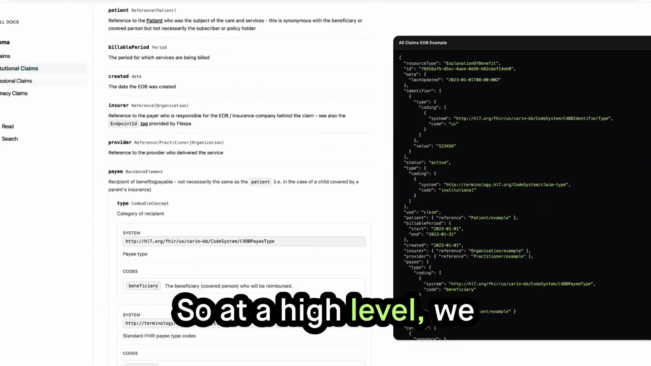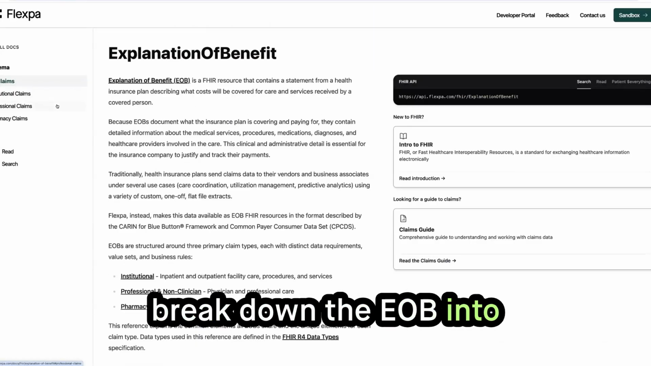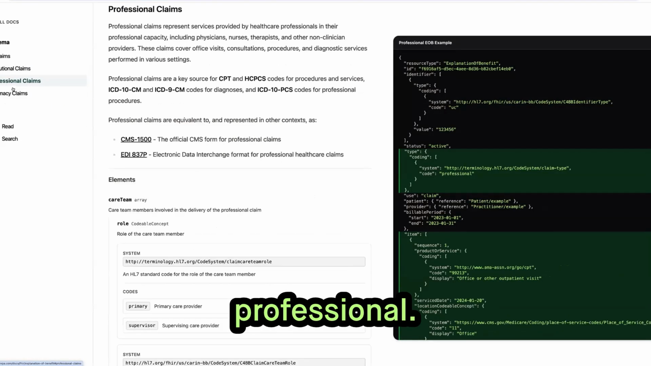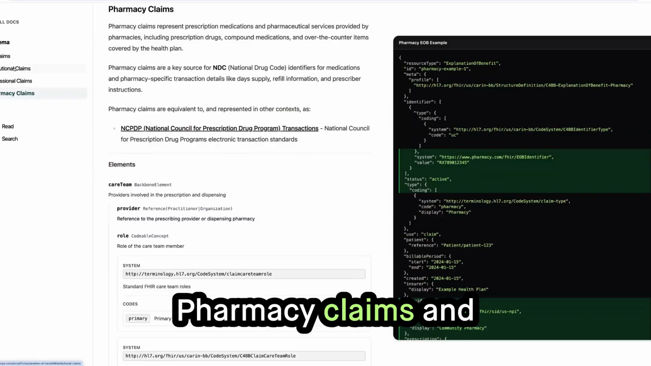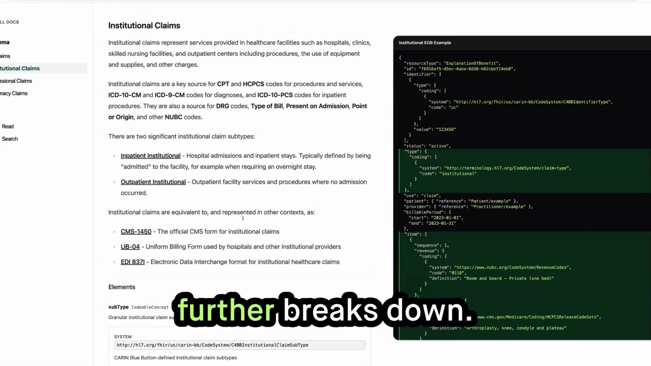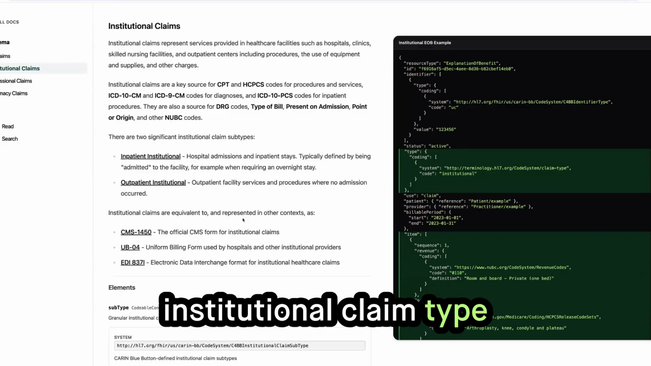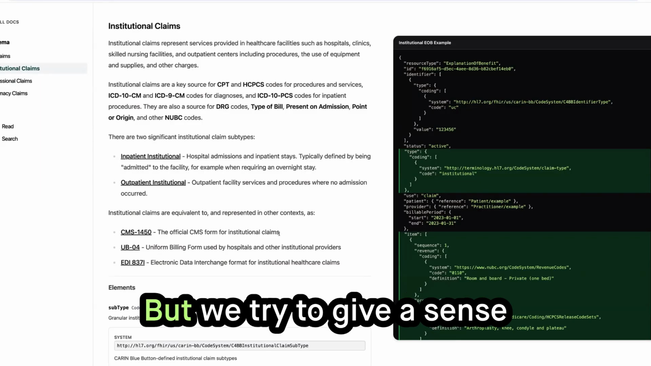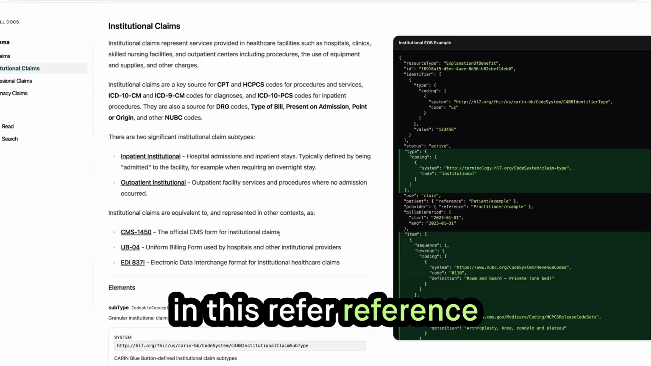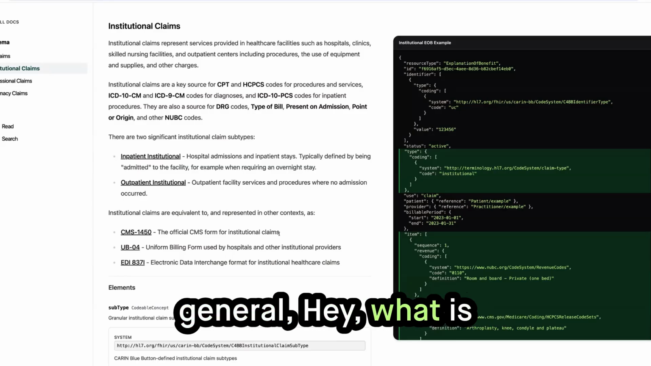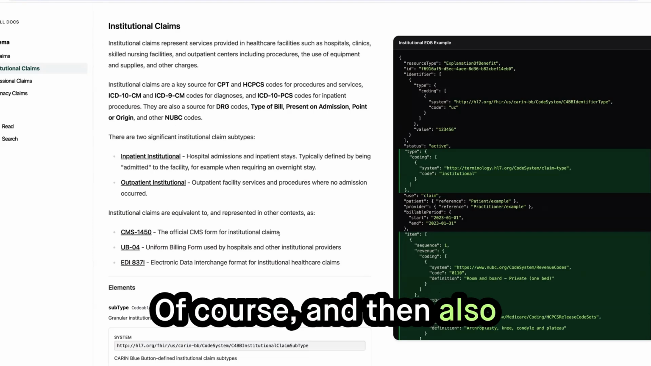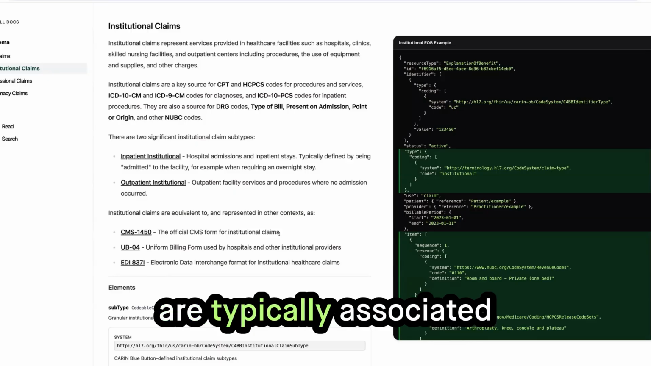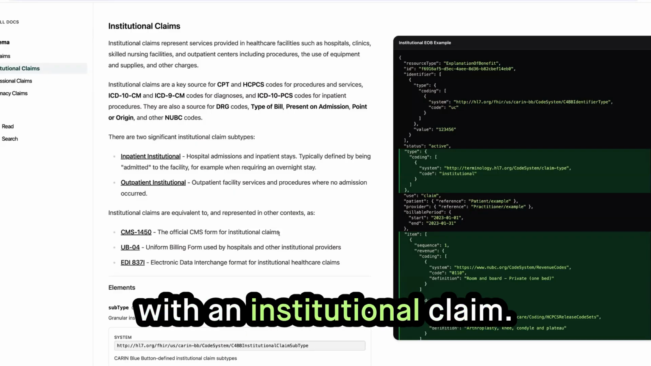So at a high level, we break down the EOB into three primary claim types. So we have institutional, professional, and pharmacy claims. And each of those claim types further breaks down, of course; the institutional claim type breaks down into both inpatient and outpatient institutional profiles. But we try to give a sense in this reference documentation, just in general, hey, what is an institutional claim? And then also, what are the important terminologies and codable concepts that are typically associated with an institutional claim?